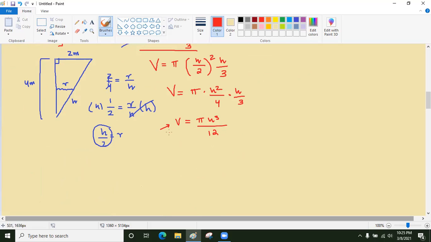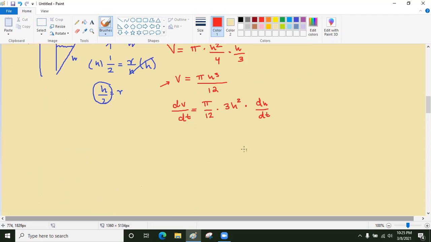So if we were to take the derivative of both sides here, we would have dV over dt on one side, essentially equated to pi over 12. We're going to pull that out, multiplied by the derivative of h to the 3rd power, which we're going to bring down to 3. We'll have h decremented by 1, multiplied by dh over dt, of course. And now it's much better to solve for dh over dt, the original thing that we wanted.